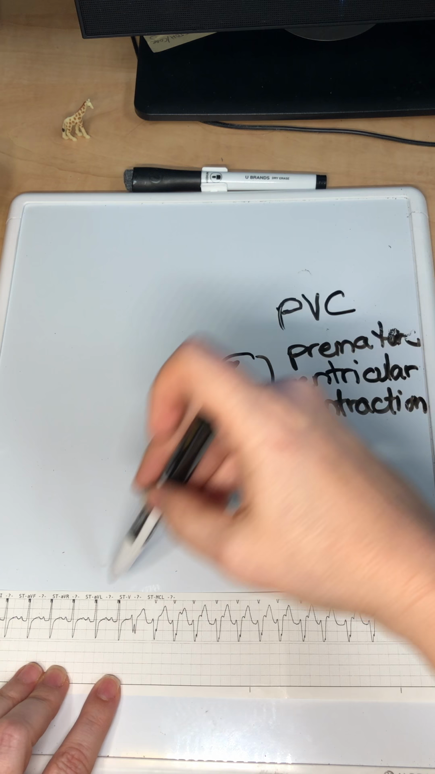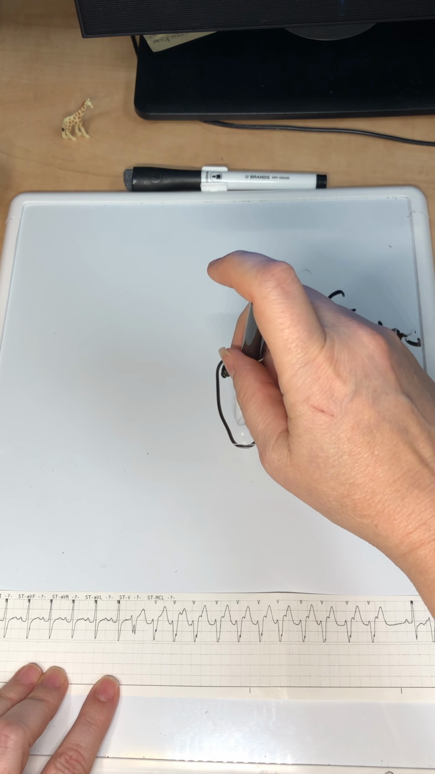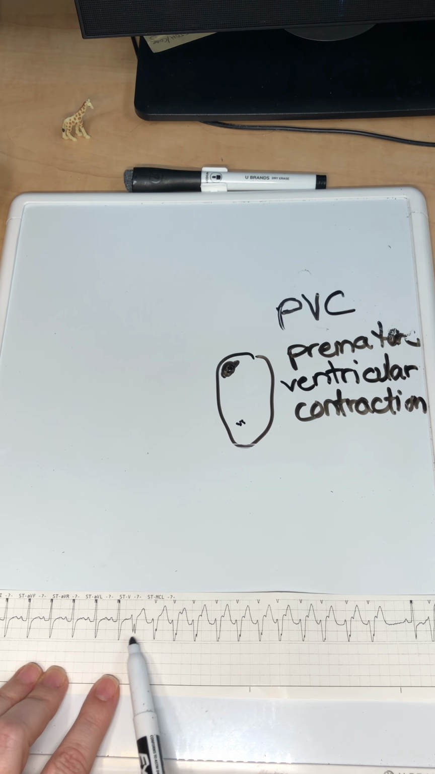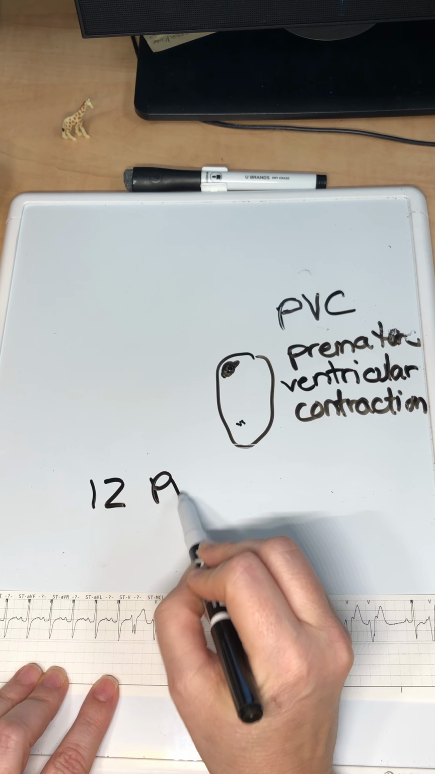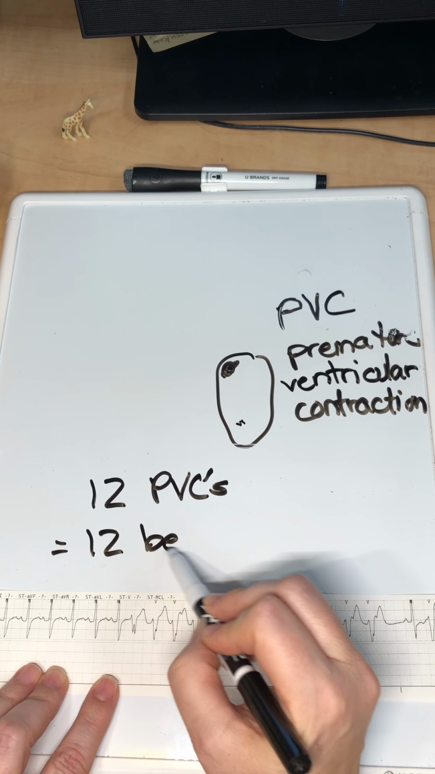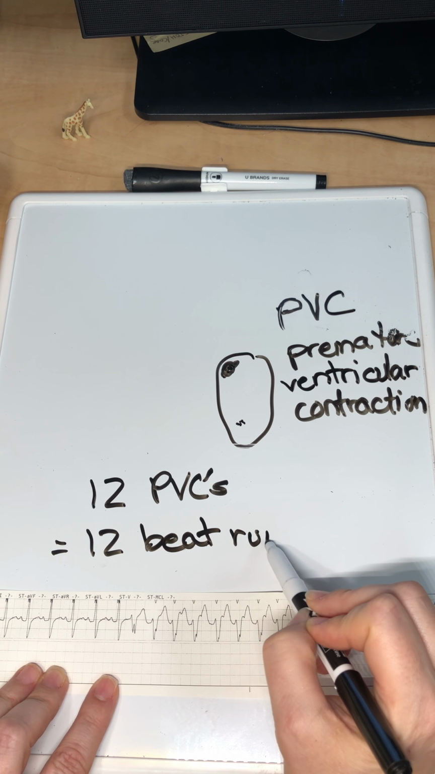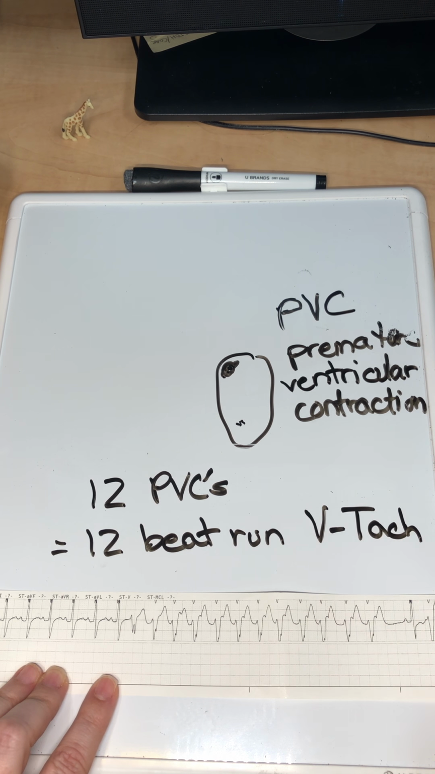The SA node is boom, boom, boom, boom, boom, boom, and then all of a sudden this one goes boop, boop, boop, boop, boop, boop, boop. How many times did it do that? 1, 2, 3, 4, 5, 6, 7, 8, 9, 10, 11, 12 PVCs in a row. 12 PVCs is the same as a 12 beat run of V-tach, ventricular tachycardia, okay? So all V-tach is a bunch of PVCs in a row.